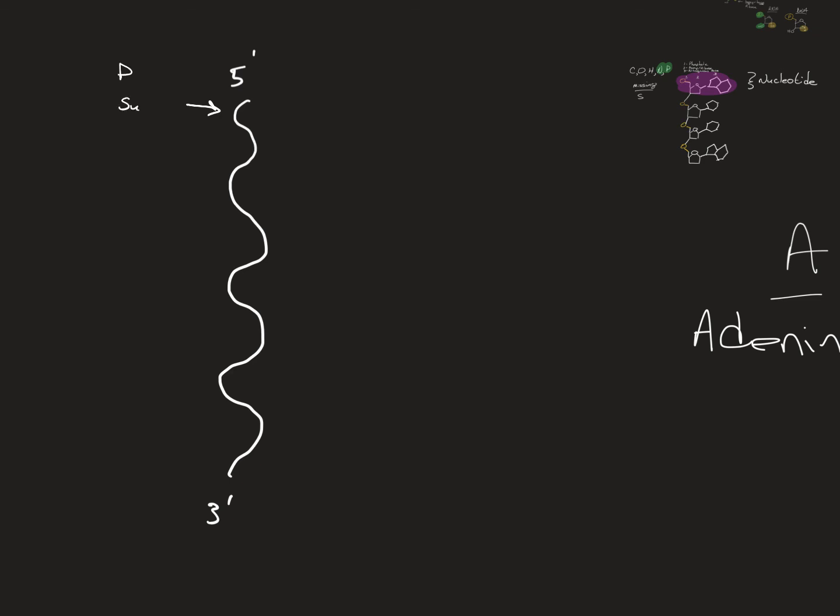This actually should be phosphate, sugar, phosphate, sugar, phosphate, etc. Right? All the way down from one end to the other, 5' to 3'. That's one strand of DNA. But DNA is not a helix. DNA is a what? A double helix.